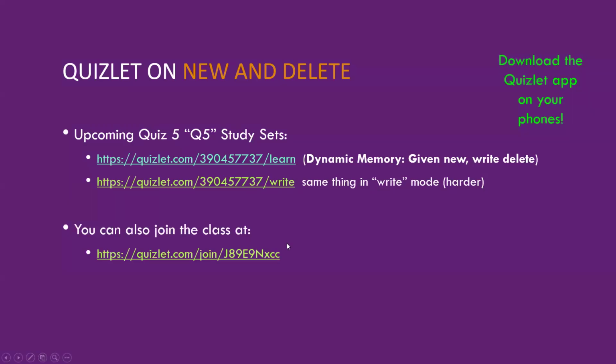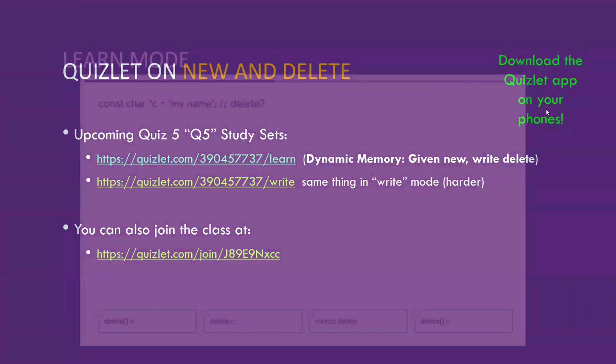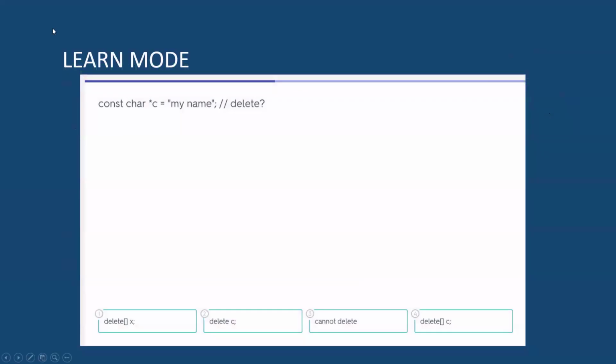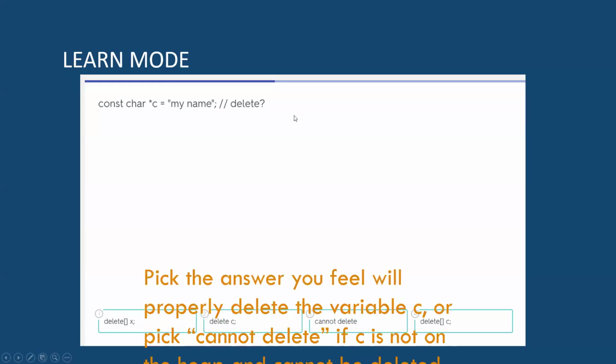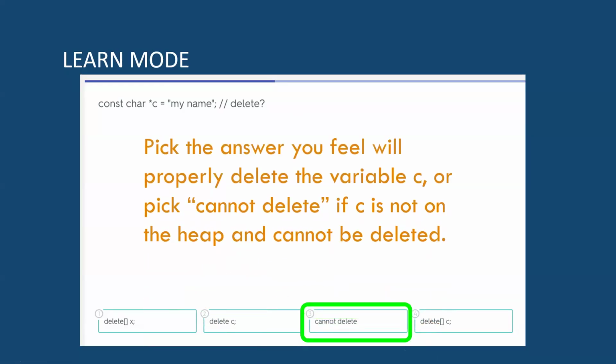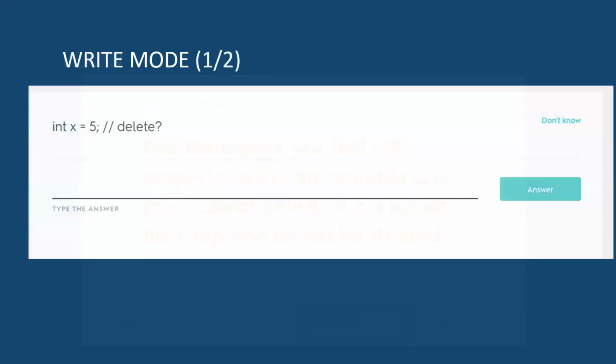You do not have to join the class. If you don't want to, these are open to the public as long as you have a Quizlet account or an app on your phone, which is really useful. But the question is, how do I delete this particular variable? Or can I? Is it possible to delete something here? And the answer here is we cannot delete. This is a const. And although we haven't talked about it yet, we actually can't delete constant things. They're constant, so that would be a can't delete that thing.